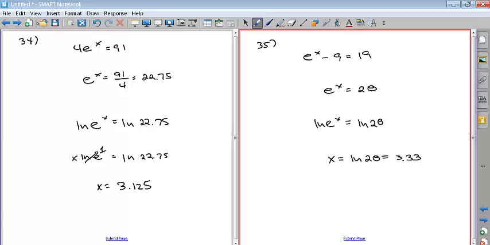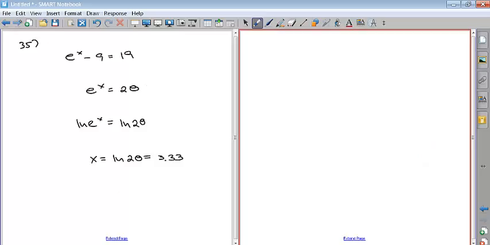Let's just check it again. So e to the 3.33 is equal to 27.93 minus 9 is 18.983. So again, since I went out to just 3 decimal points, I don't get exactly the same answer, but I get pretty close, which is what you'd expect when using approximation.